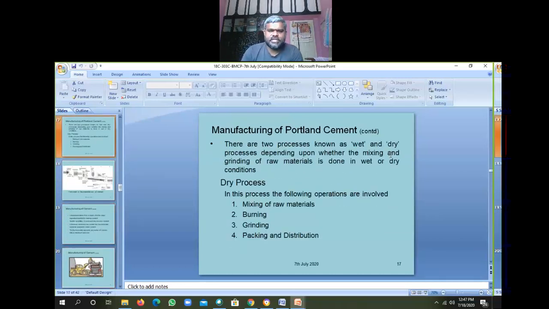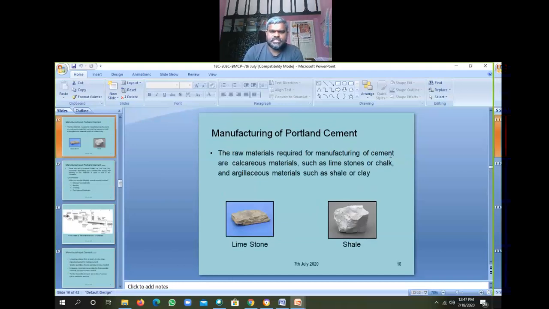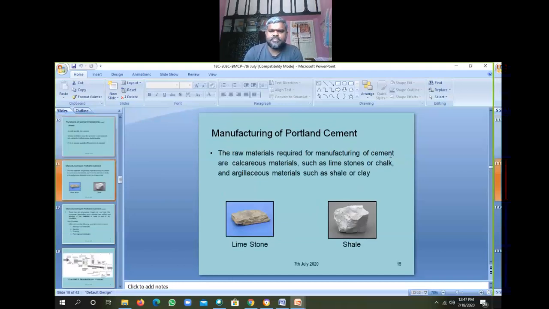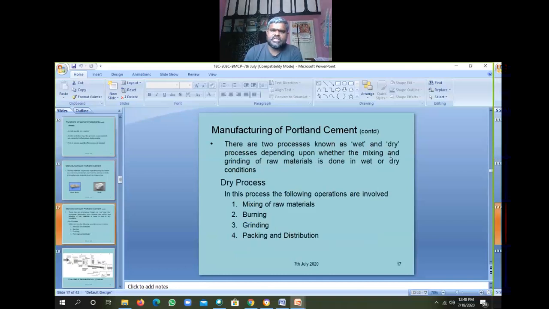Then we have seen the manufacturing of cement. The main raw materials required are calcareous materials such as limestone or chalk, and argillaceous materials such as shale and clay. There are two processes of manufacturing of cement, that is wet process and dry process. In our syllabus only the dry process is covered, so we discussed the dry process.